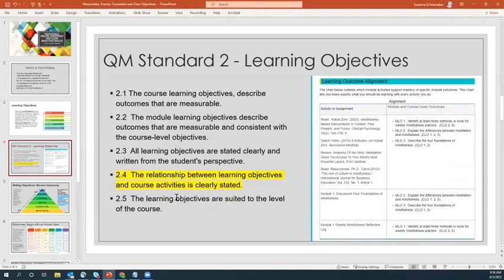And then lastly, Quality Matters says that the learning objectives need to be suited to the level of the course. It's important to know that when you're doing a formal review, typically it's a subject matter expert who would best be able to tell if the objectives are suited to that level or not. But we can certainly get some ideas. I'll be going over that in just a bit.